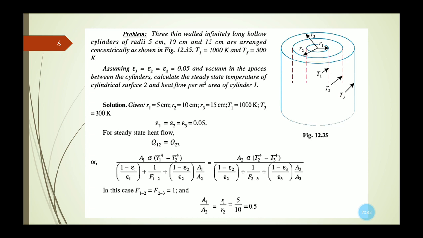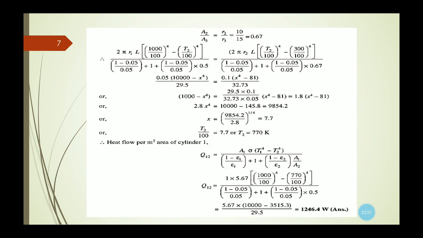Now what will be the ratio of the areas of cylinders 1 and 2? A1 by A2 will be equal to R1 by R2. The values of R1 and R2 are given in this question, so we get A1 by A2 equals 0.5. In a similar manner we can calculate the value of A2 by A3. This is the ratio R2 by R3, so this is 0.67.